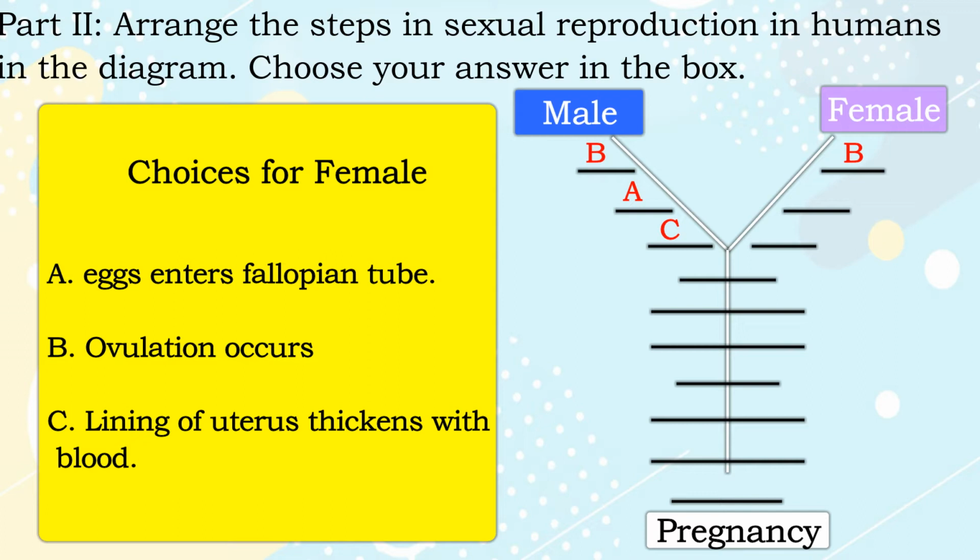And the second step naman is letter A. Egg enters fallopian tube. So from the ovary, alis naman ang egg cell at mag-travel to sa fallopian tube kung saan hintayin niyang sperm cell na mag-fertilize sa kanya. And then the last step natin is letter C. Lining of uterus thickens with blood.